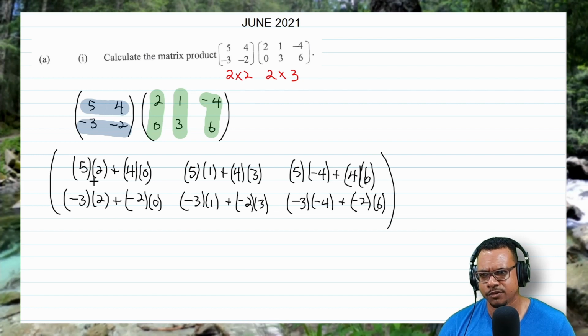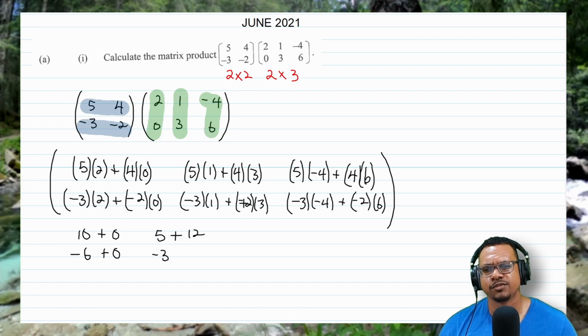Okay, so we can work these things out. 5 2s are 10, 4 by 0 is 0, negative 3 by 2 is negative 6, negative 2 by 0 is 0. 5 by 1 is 5, 4 3s are 12, 3 by negative 1 is negative 3, negative 2 by 3 is negative 6, so you can plus negative 6, so that just takes away 6.